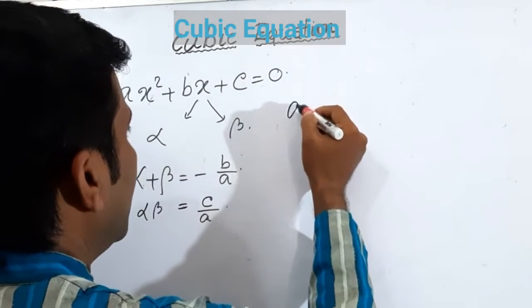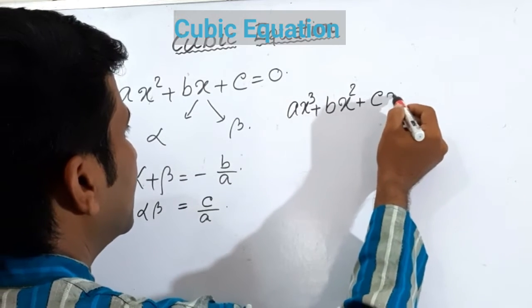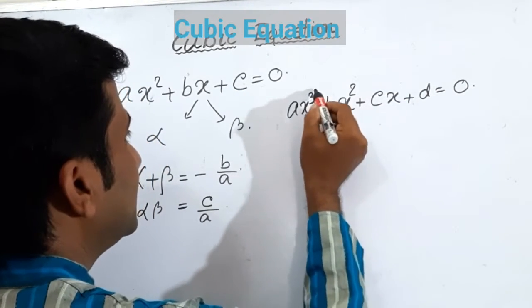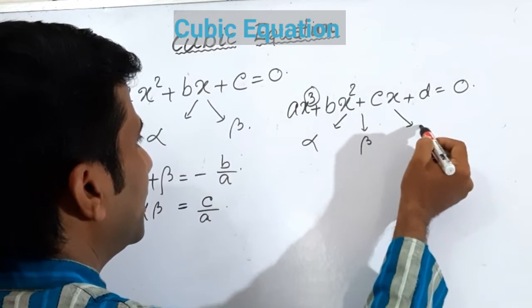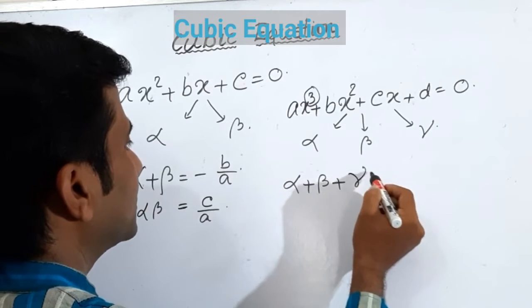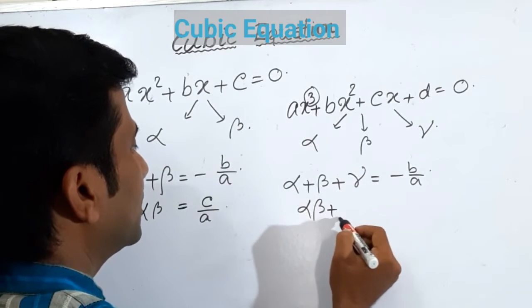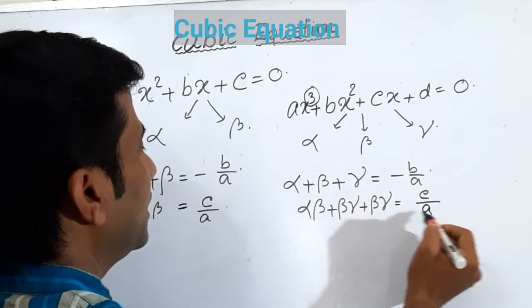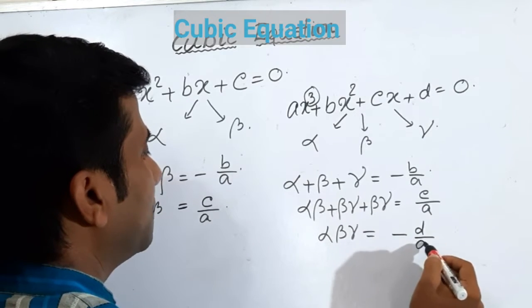equation is ax³ + bx² + cx + d = 0, whose roots are, since it is a cubic equation, alpha, beta and gamma. Then we know alpha + beta + gamma is equal to -b/a, alpha beta + beta gamma + gamma alpha is equal to c/a, and alpha beta gamma is equal to -d/a.